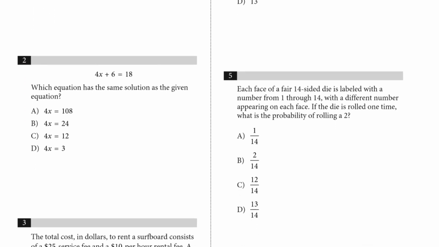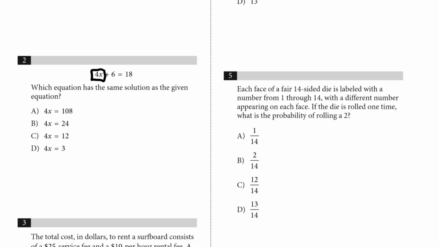Number 2, 4x plus 6 equals 18. What equation has the same solution as the given equation? If you look at the answer choices, all of the answers have 4x equals. So the objective is not to get x by itself, but to get 4x by itself.